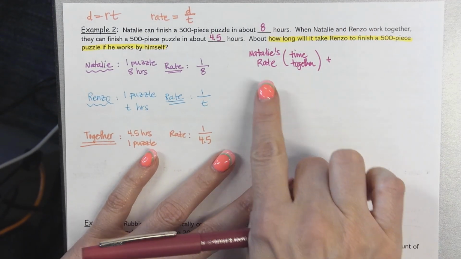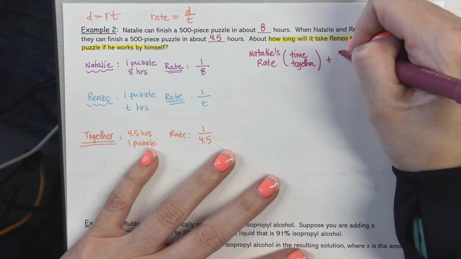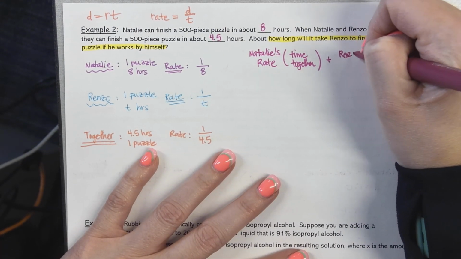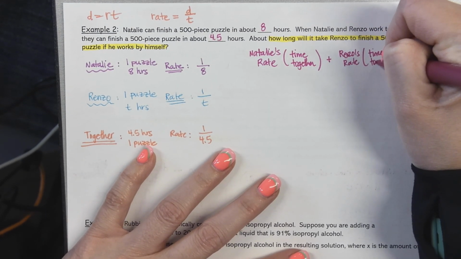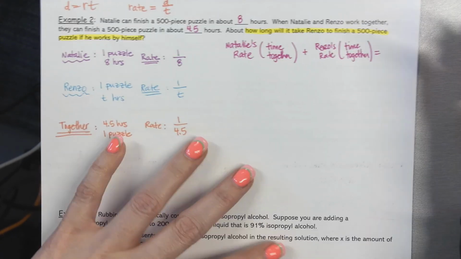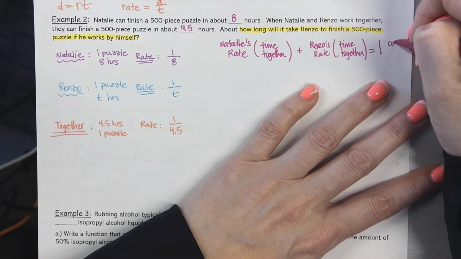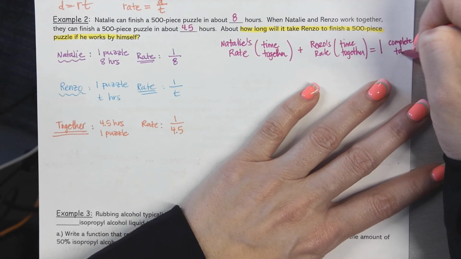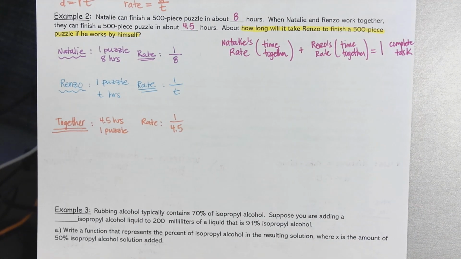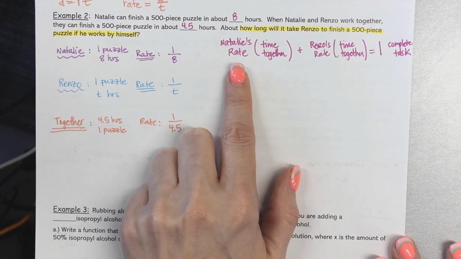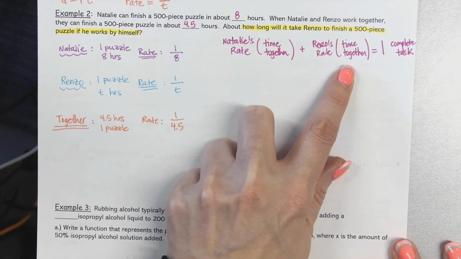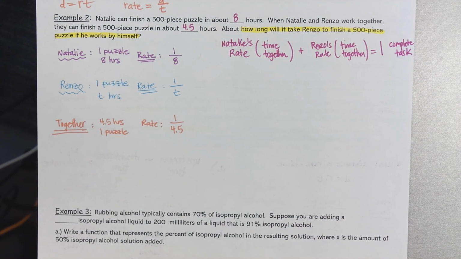Okay, and then if we take Natalie's rate and the time it takes her to work with Renzo, we can take Renzo's rate and multiply that by the time together. And that's going to be equal to 1. And I'm just going to call this a complete task to make it easier for you to apply that to whatever people are working on. Sometimes they're painting a room. Okay, so it's the rate times the time together plus the rate of the second person times the time together. That equals one complete task.